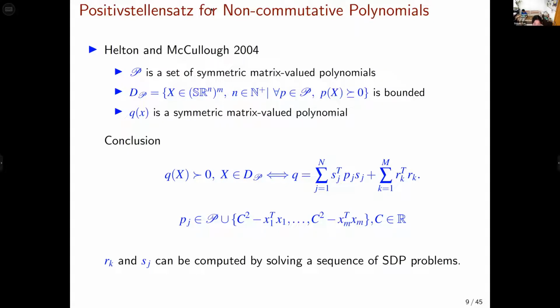In the representation, the sj or the rk can be computed by solving a sequence of SDP problems. And this is the general result.